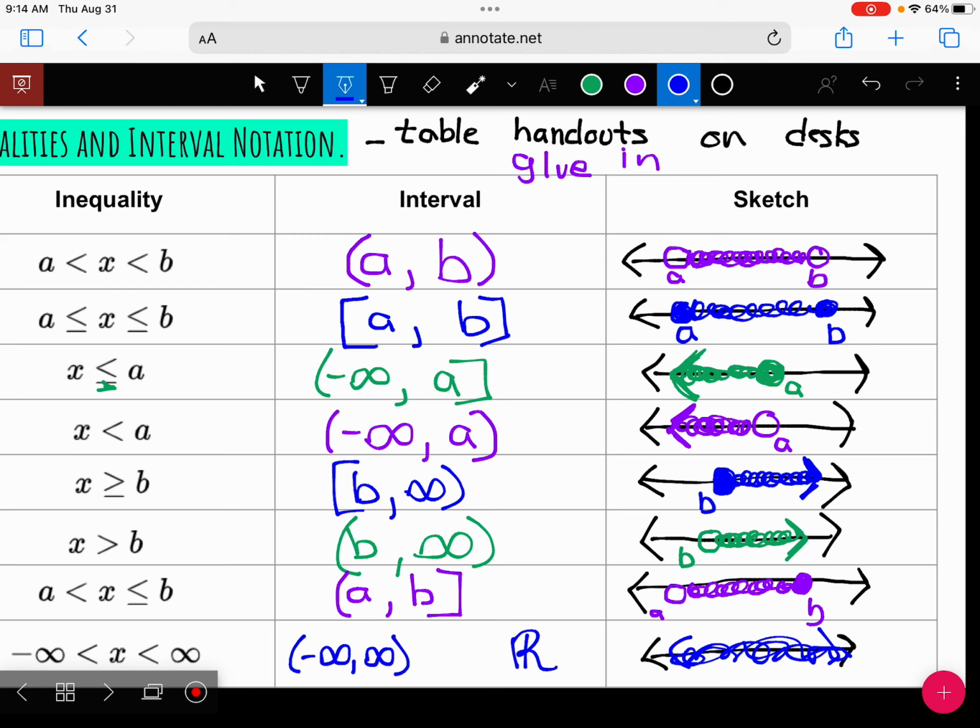Okay? Questions on this table. We're going to be using inequalities a bunch over the next 5 days through the notes at the end of this chapter. I'm being generous. I think it might just be 4. But they gonna come up.